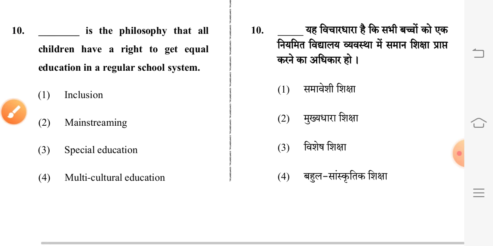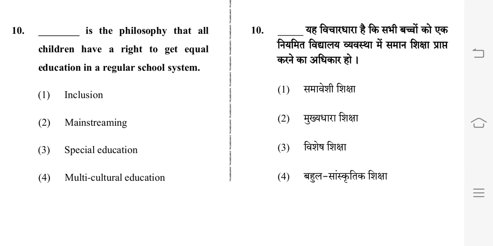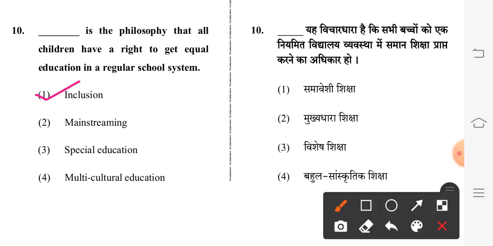Next question, dash is the philosophy that all children have a right to get equal education in a regular school system. Correct option is the first option, inclusive. Inclusion is the philosophy.